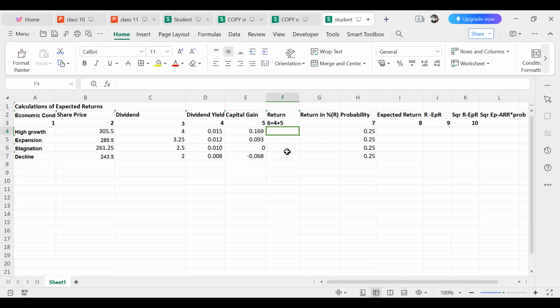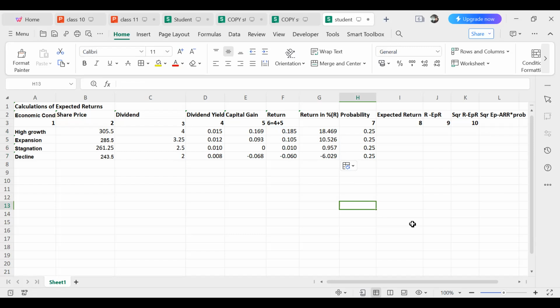Now what is your rate of return for every scenario? Your rate of return is simply the summation of your dividend yield plus your capital gain yield. Simply you do column 4 plus column 5, and drag it. Can you see? Yes, ma'am. You change it into percentage, that means you multiply this value with 100. First one is 18%. You just drag it, you get your percentage.